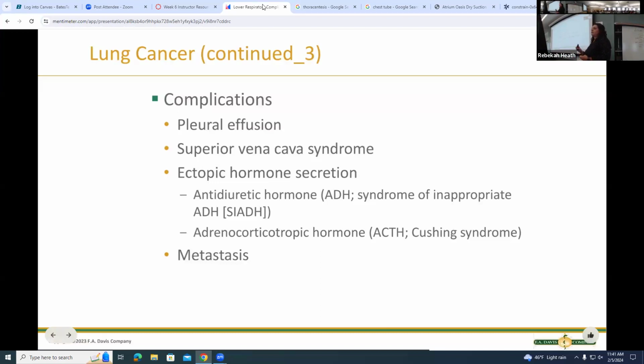Sometimes these tumors will secrete some hormones. So they might have some hormone imbalances, and they're trying to figure out why they have these hormone imbalances. And it might be from tumors.